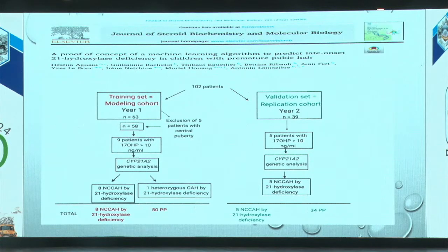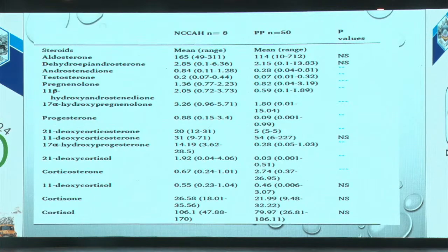And this was one other study which looked at a machine learning algorithm to predict late onset 21-hydroxylase deficiency in children with premature puberty. So you initially started off with a training set, then you had a replication set. What they did in the training set was pick up children with CH and compare them with children who did not have CH. And these were all the metabolites they had studied.